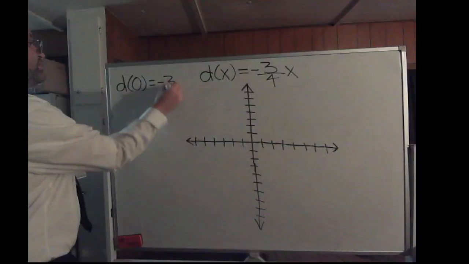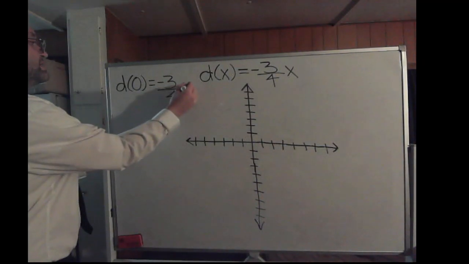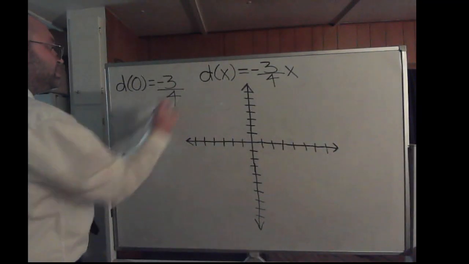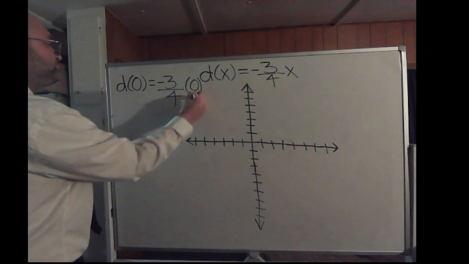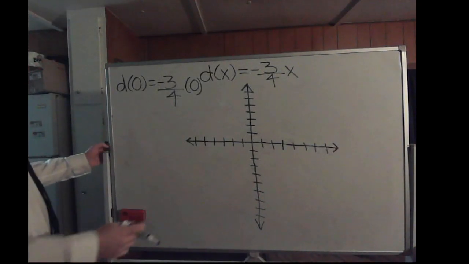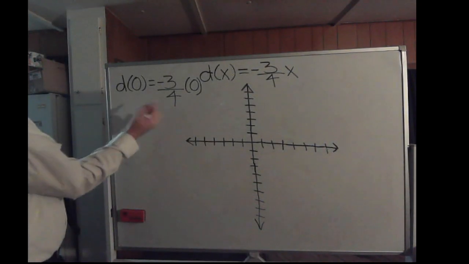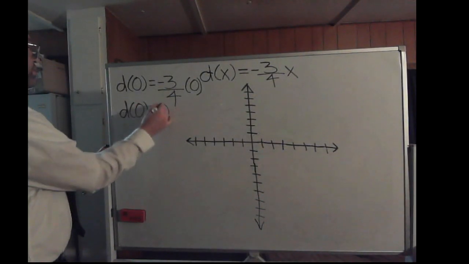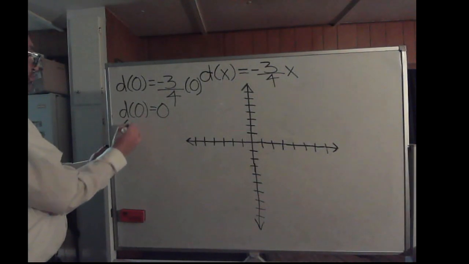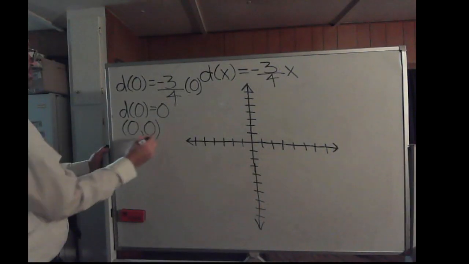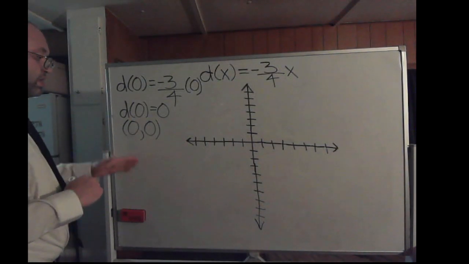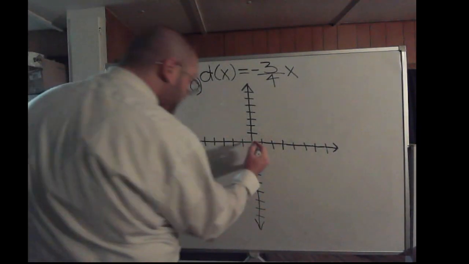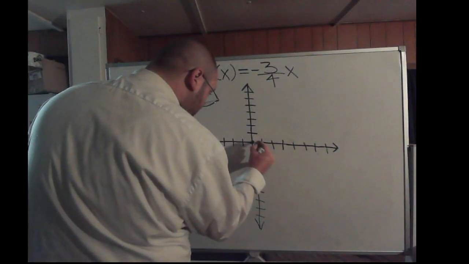That would equal negative 3/4 times 0. Okay, well, negative 3/4 times 0 is 0. So d of 0 also equals 0. So you get the point 0, 0 for the y-intercept. Alright, well, we'll go ahead, we'll plot the point 0, 0, which would turn out to be the origin. That'll go right there.